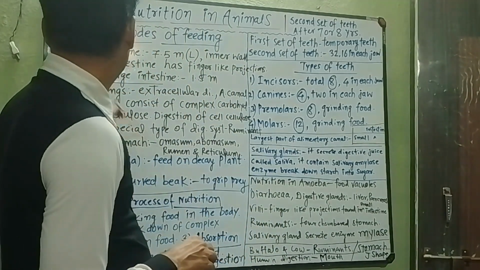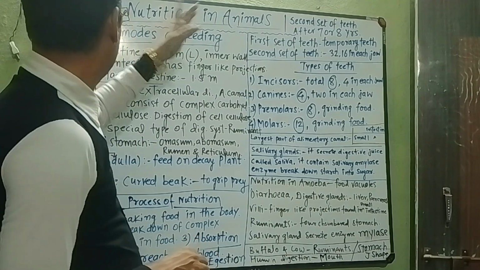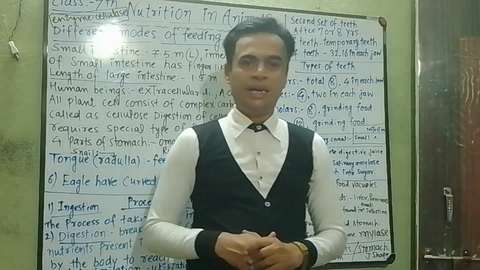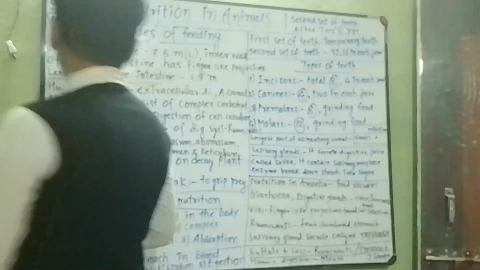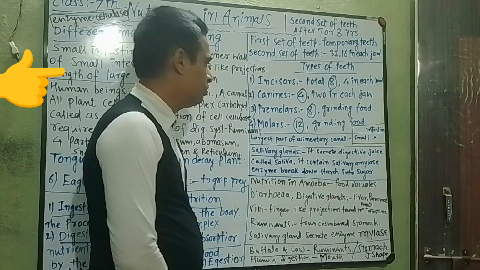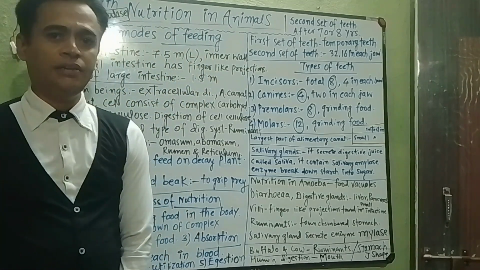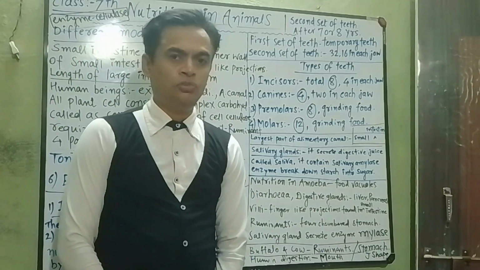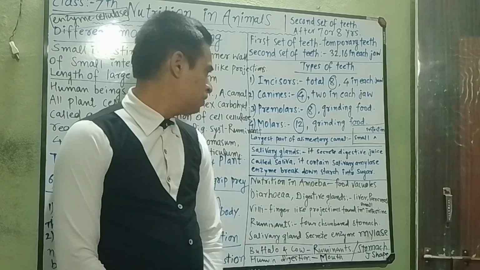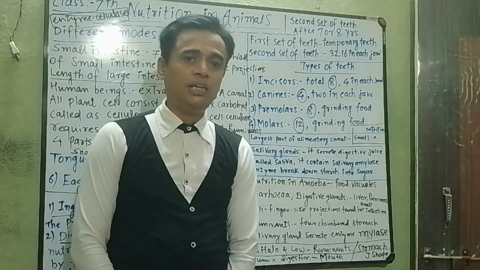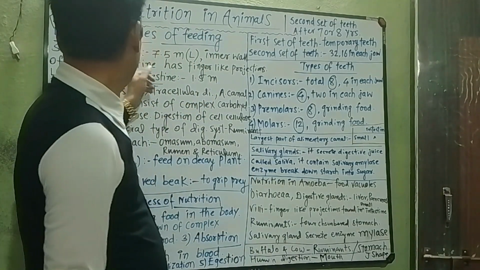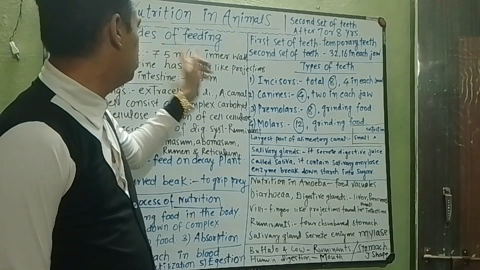Now you must know nutrition in animals. There are different modes of feeding in different animals. Now you must know inside the human there is an alimentary canal, and inside the human the nutrition of the food takes place with the help of the largest part of the alimentary canal, that is the small intestine. Now small intestine is 7.5 meter in length.